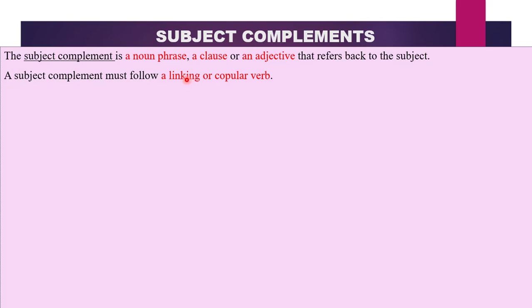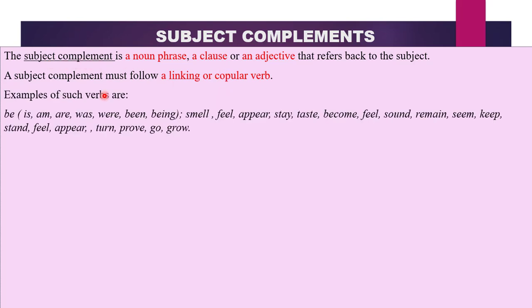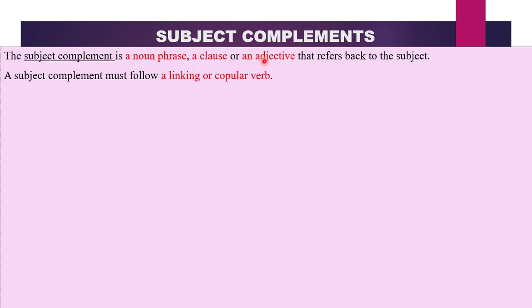The verbs in the sentence must be a linking or a copular verb so that the noun phrases, clauses or adjectives that come after those verbs will refer back to their subjects. That is what we mean by a subject complement, the complement that refers back to the subject. And these phrases, clauses or adjectives must come after a linking verb.